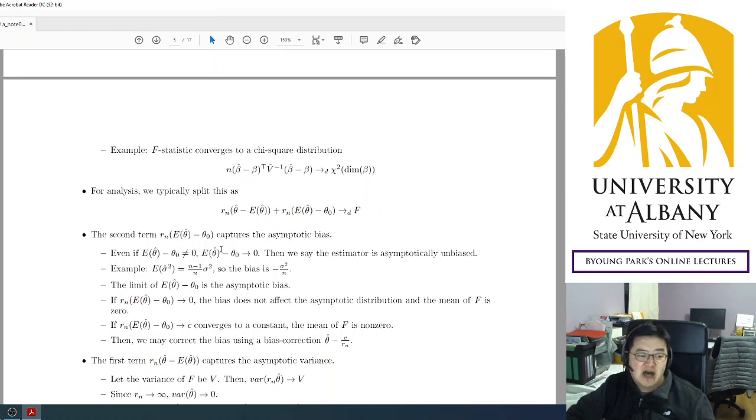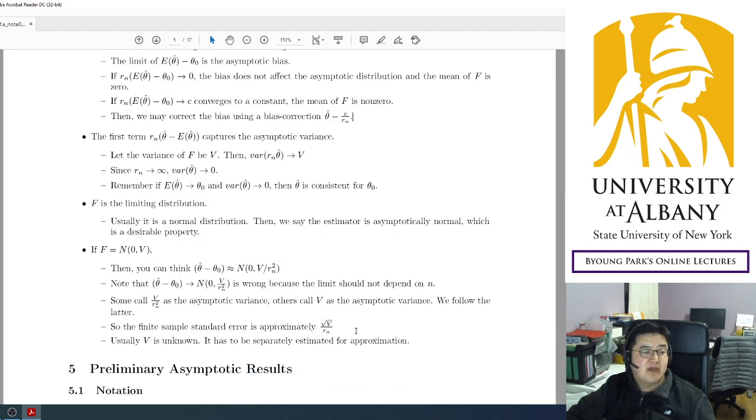But if the second term does not vanish, then you have some problem. Then the bias converges to a constant, which is the asymptotic bias, which is the mean of f. This constant will be the mean of the distribution f, and it is not zero. In this case, the bias is a serious problem, and you have to think about a bias correction, like subtracting the asymptotic bias.